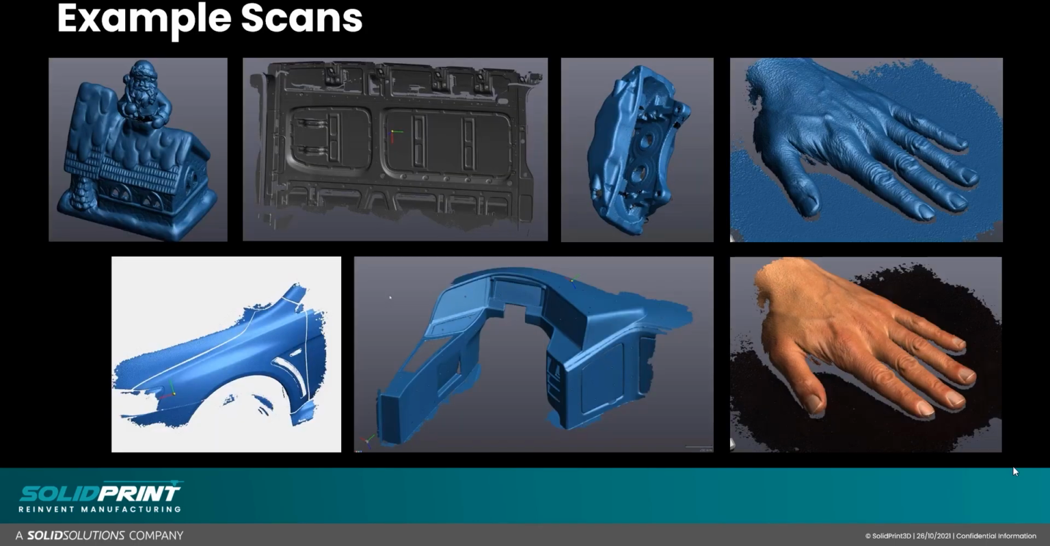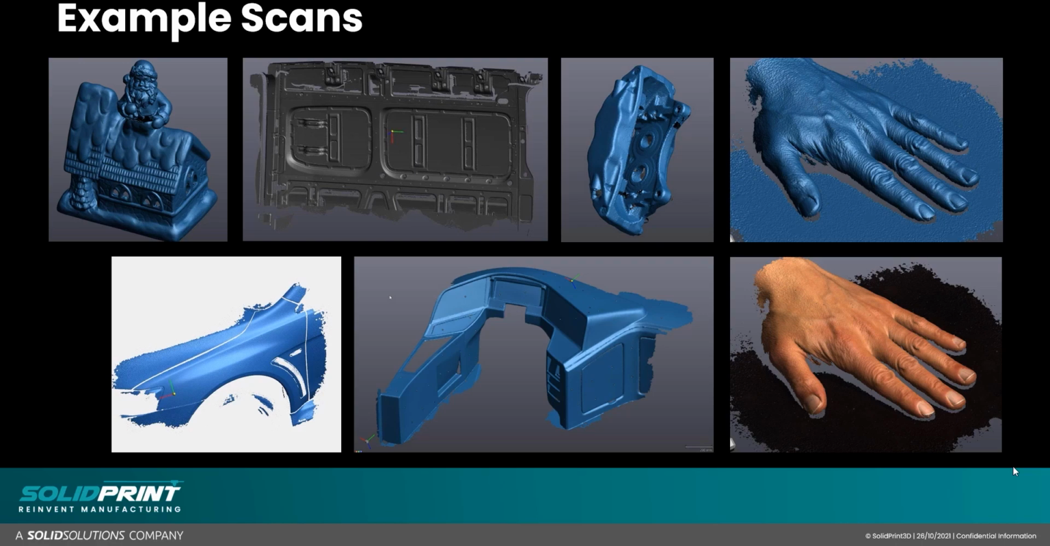These next couple of slides are just to show a few examples of the kind of objects they're able to scan with these handheld scanners. You can see these can range from small Christmas ornaments all the way up to large inside of van scans. You can see the white light scanners are actually able to capture texture. You can see the texture that is mapped over the hand scan in the bottom right hand corner.